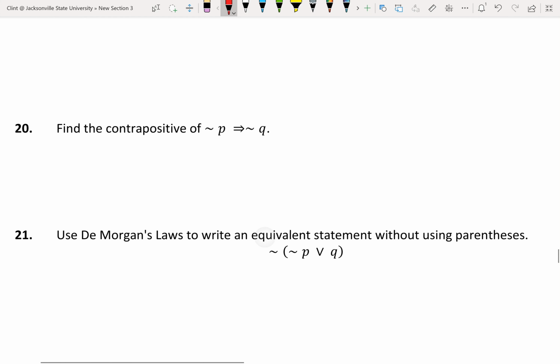Number 20 says find the contrapositive. Okay, so if we're going to find the contrapositive, what do we got to do? Well, first we've got to switch. Okay, so if we just do the switch, we get this. But then we got to negate both sides. Okay, so we could write that like this. But you can think about them kind of like negative signs when you have two squiggles that cancel out. So here our contrapositive would just be if Q, then P. It's our contrapositive. So we switch the order and we negate both sides. This is the contrapositive.